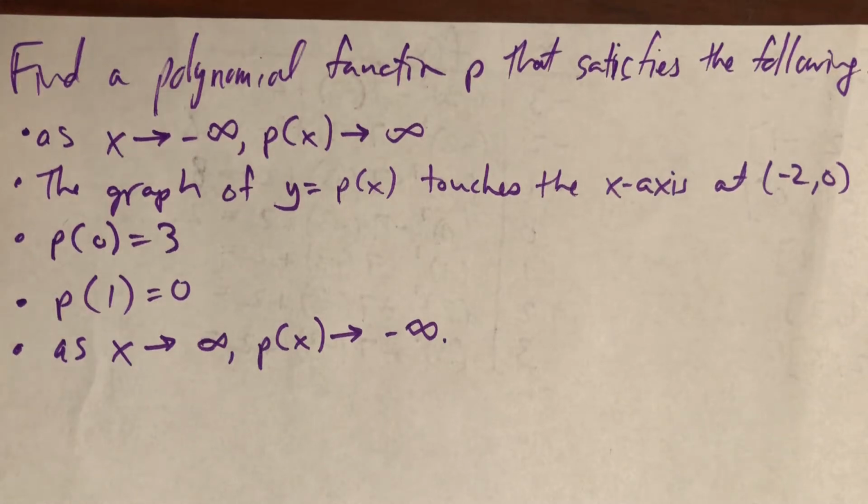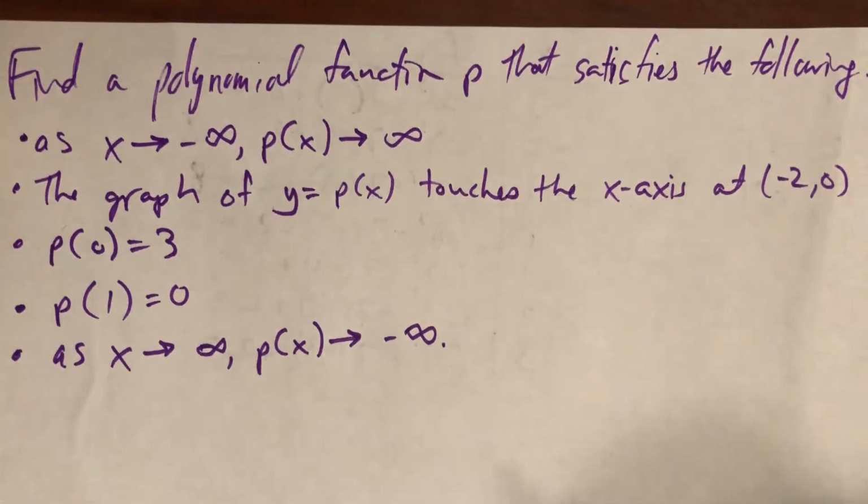Let's find a polynomial function p that satisfies the following. All right, so we just want to construct a polynomial function here. We're going to combine a bunch of ideas into this one problem. So let's get going. Let's take this one step at a time, and we can attack this piece by piece.